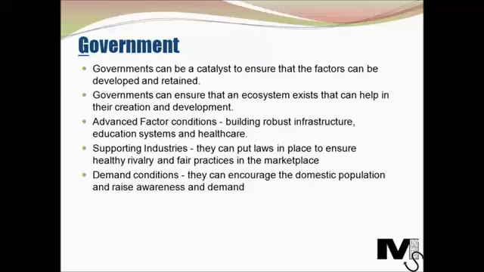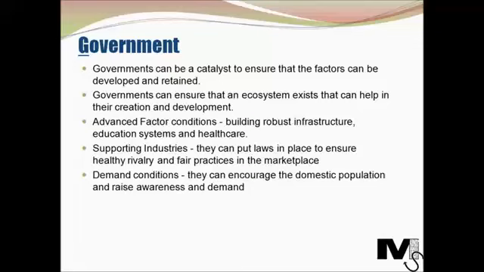Now let's look at the two supporting factors that we spoke about. Government. Porter believed that governments can actually be quite a driving factor and a catalyst to ensure that all four factors can be developed and retained in a country. Although governments cannot actually create competitive advantages by themselves, they can ensure that an ecosystem exists that can actually help in their creation and development.